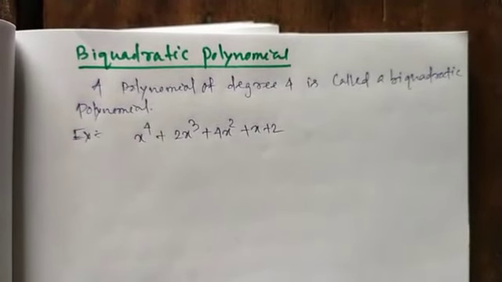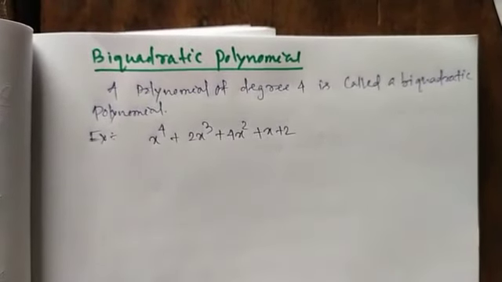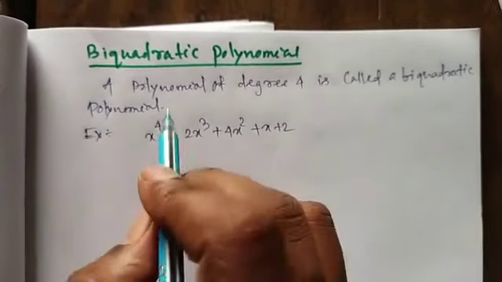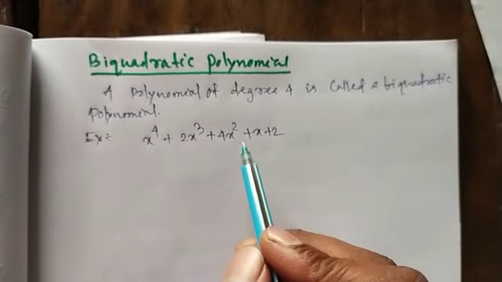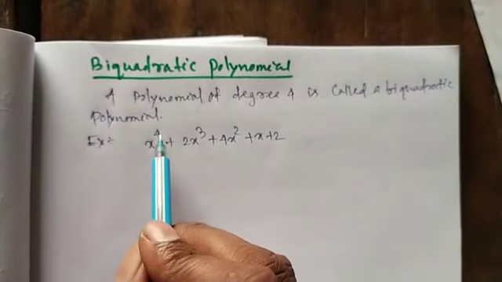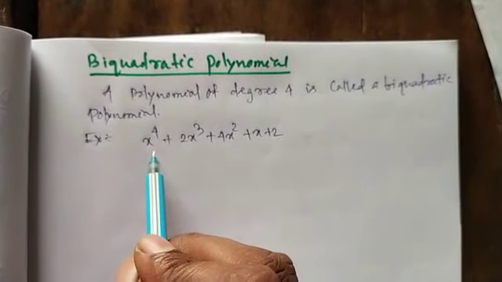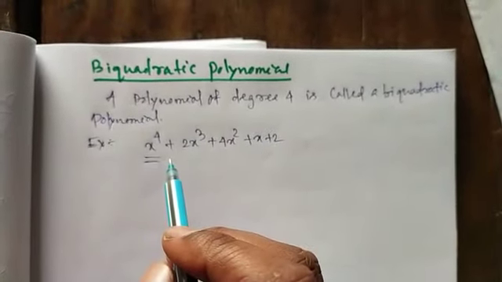Then biquadratic polynomial. A polynomial of degree 4 is called a biquadratic polynomial. For example, x4 plus 2x cube plus 4x square plus x plus 2. Here it is of degree 4 or the highest power of the variable is 4. So it is a biquadratic polynomial.